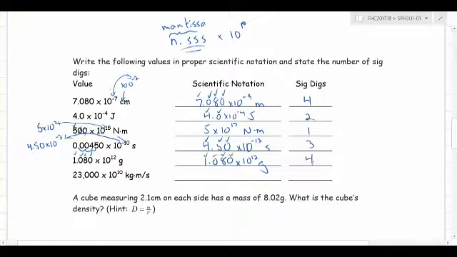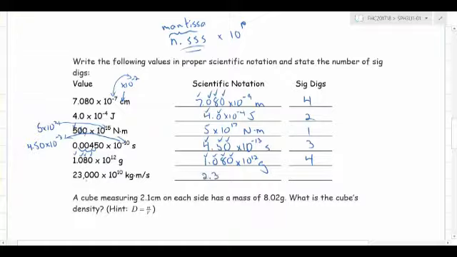That's significant. I've got 4. And then we've got 23,000 times 10 to the power of 10. We'll do the same thing. We want to write this mantissa in our scientific notation. So we want 2 followed by a decimal and the 3.